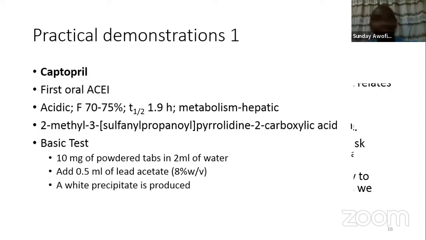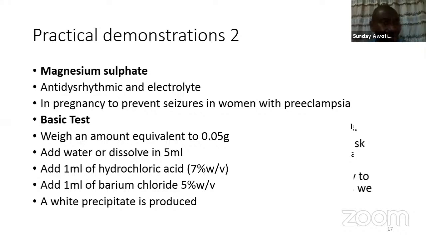This can be done on a side bench, in a very small space, in any community pharmacy, or even in a teaching hospital, or any health facility, by clinical pharmacists, or any pharmacist that is interested in quality. Because if the materials for our building are not of the right quality, then it can collapse. Then the second, magnesium sulfate.